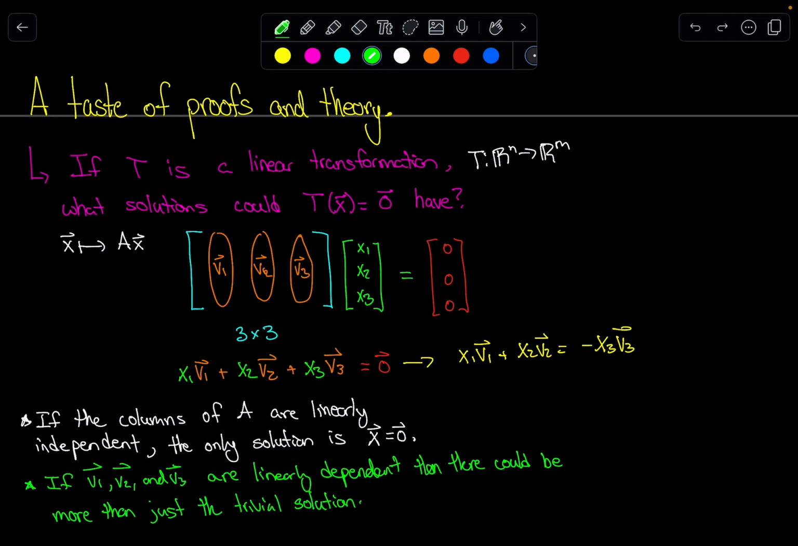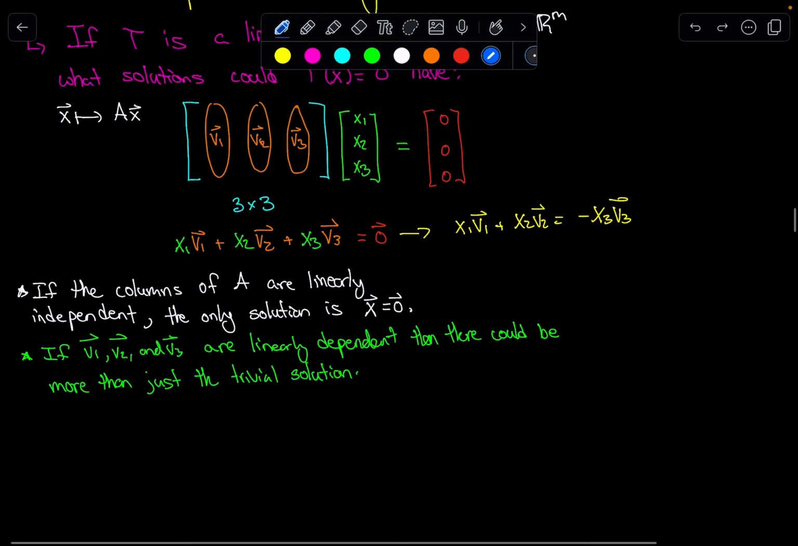But if they're linearly dependent, that means that in theory, there is at least one collection of x1, x2, and x3 that if I add them together, I will get the zero vector. And again, the reason is because I can rewrite it like this, and I could ask, what combination of the first two gives me the third vector? And there is going to be a solution. There's going to be some x1, x2, and x3 that do this. So then there could be more than just a trivial solution.